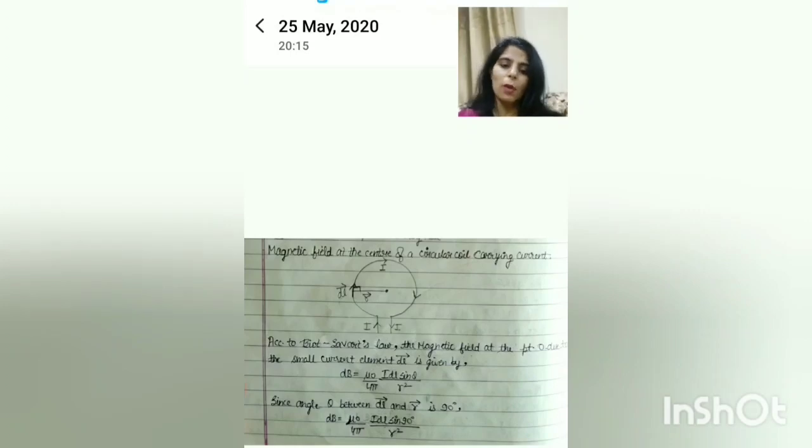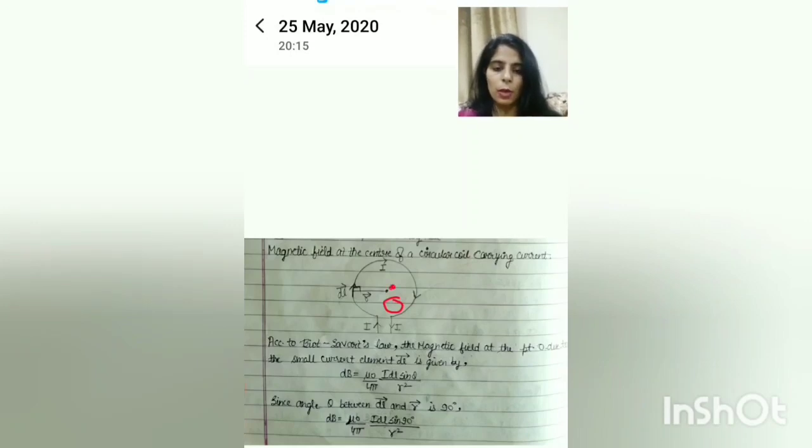Now using Biot-Savart's law, the magnetic field at the center due to the small current element dl is given by dB is equal to mu naught upon 4 pi I dl sin theta upon r square. This is the center of the circle, which is considered as point O.